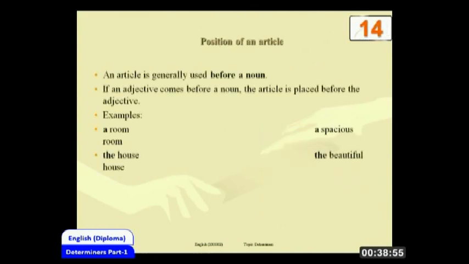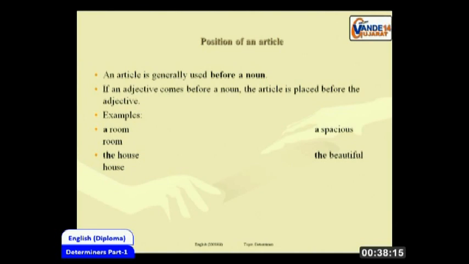Next, it also comes to our mind when we are talking about articles, which are one kind of determiners, that we should also know at which place we should put them. What should be the position of an article in a given sentence? Generally, an article is used before a noun. A boy. Boy is a noun. We will put article a before it. The doctor. We will put article the before doctor, which is a noun.